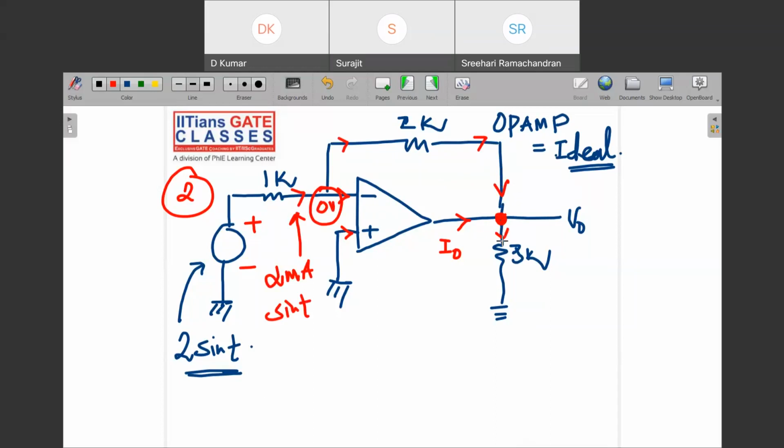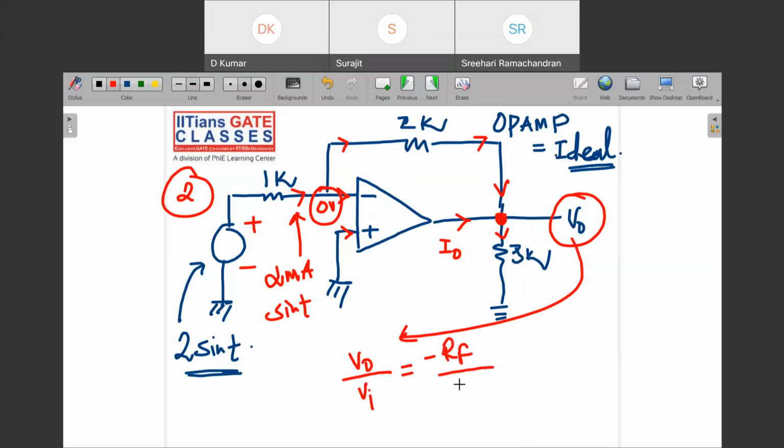So the current is coming here. Now you need to know the potential across this 3K, otherwise you cannot find I naught. How can you find V naught? We know the output voltage or gain of any inverting amplifier: V naught upon Vi is equal to minus feedback resistance Rf upon R1, right? This we have derived. Or you can take the voltage across this and apply KVL to get V naught, but directly you can find V naught from this relation.